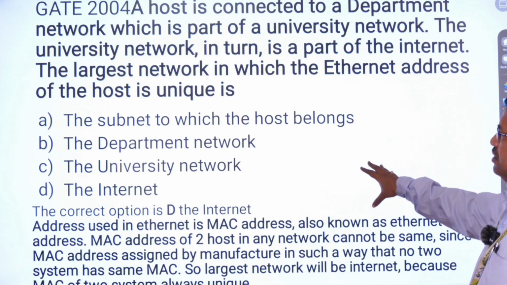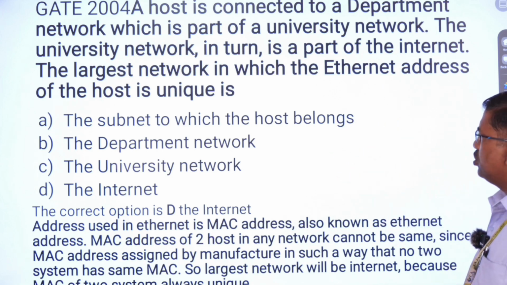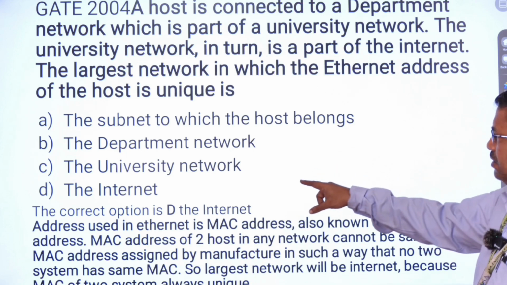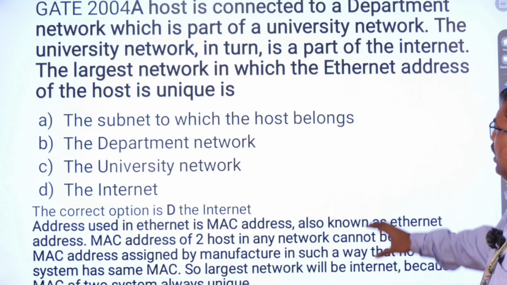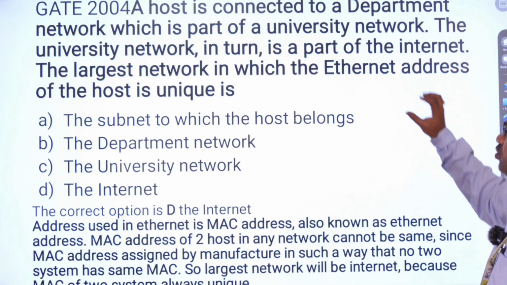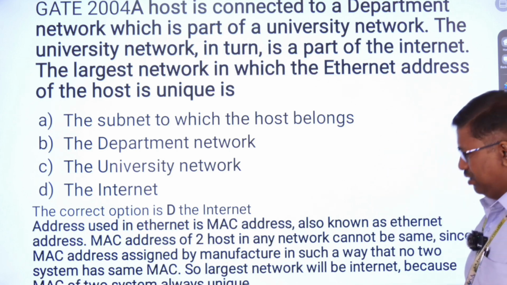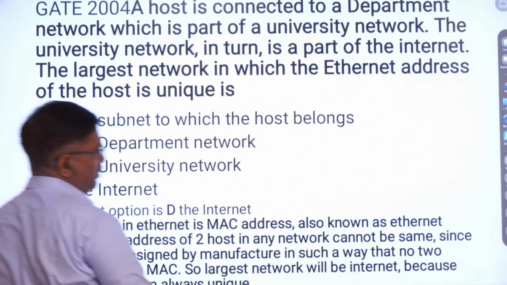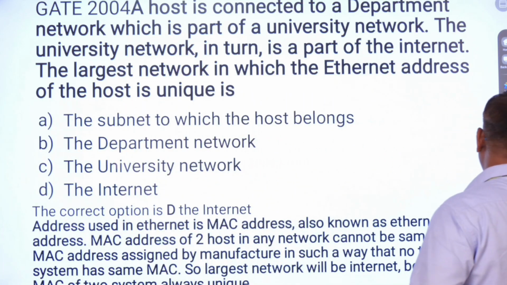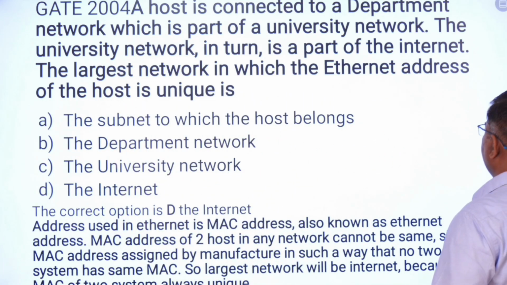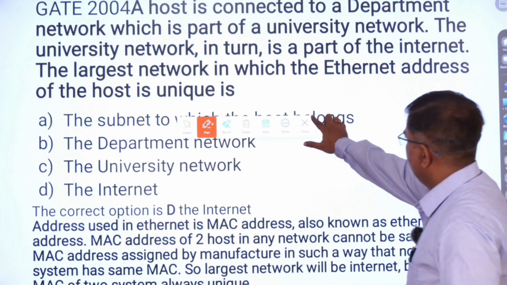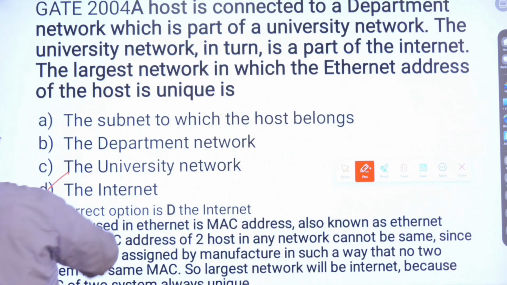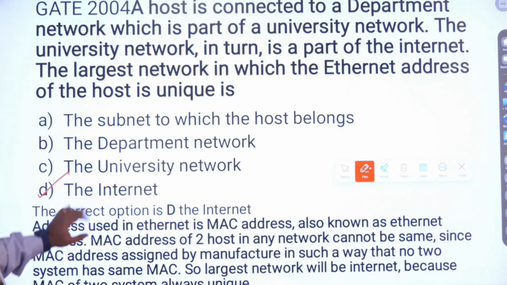What are the answers given here? A, the subnet to which the host belongs. B, the department network. C is the university network. D is the internet. When you analyze these answers with this question, you can come to a solution: D will be the correct answer. Why is D the answer?